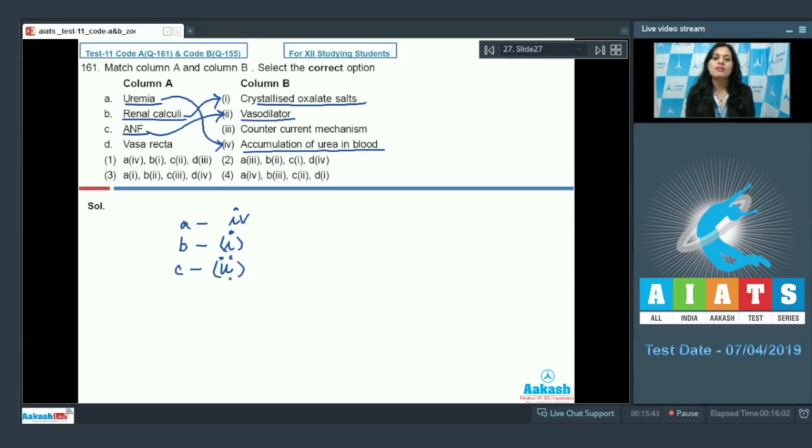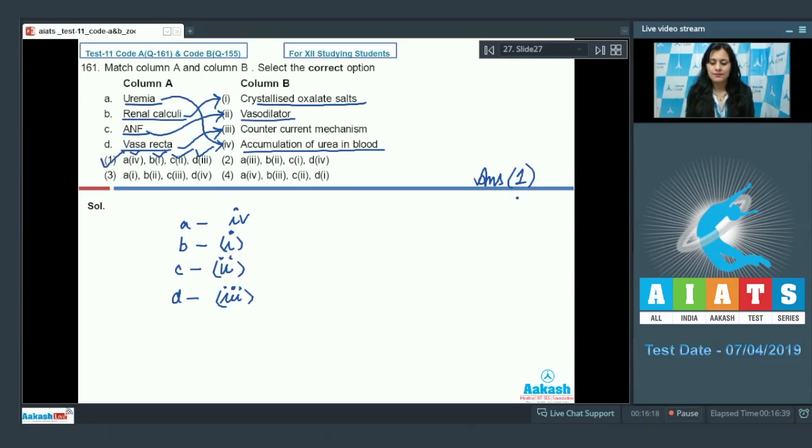vasodilator. And the last option in column A is vasa recta. Vasa recta and loop of Henle help in concentrating the urine by counter-current mechanism. So D in column A goes with the third option in column B. So the correct answer to this question is option number 1, A with 4, B with 1, C with 2 and D with 3. So the correct answer is option number 1.